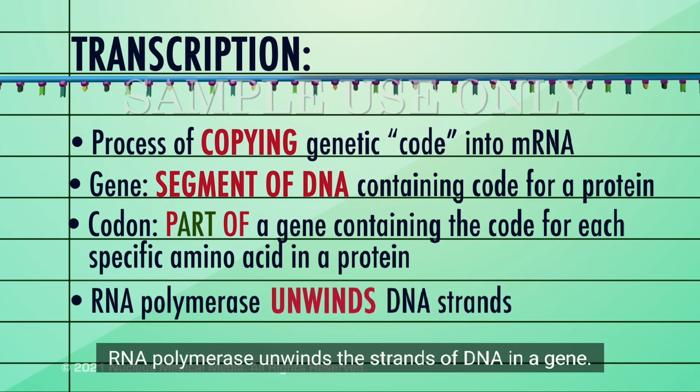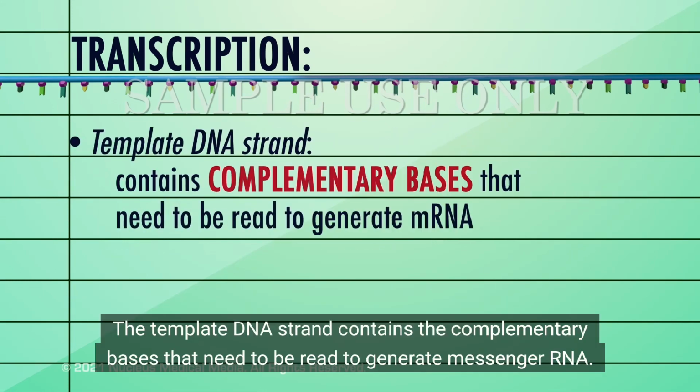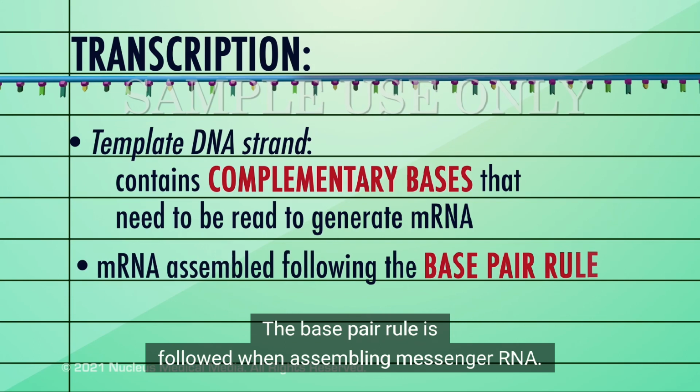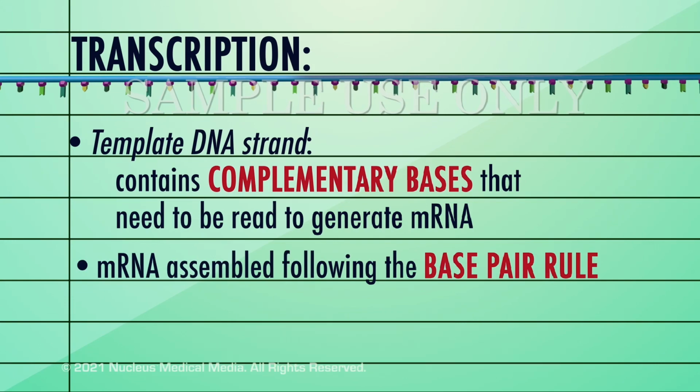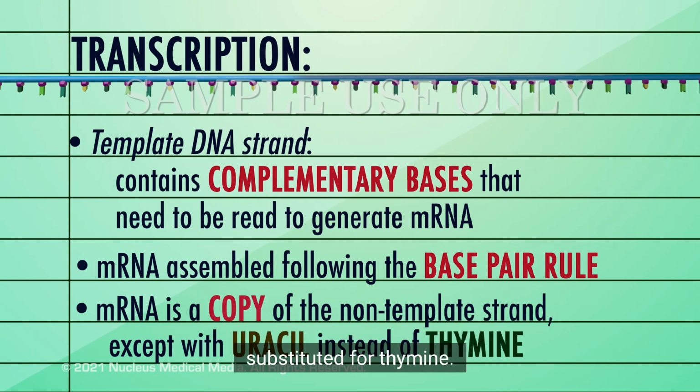RNA polymerase unwinds the strands of DNA in a gene. The template DNA strand contains the complementary bases that need to be read to generate messenger RNA. The base pair rule is followed when assembling messenger RNA. Messenger RNA is actually a copy of the DNA non-template strand with uracil substituted for thymine.